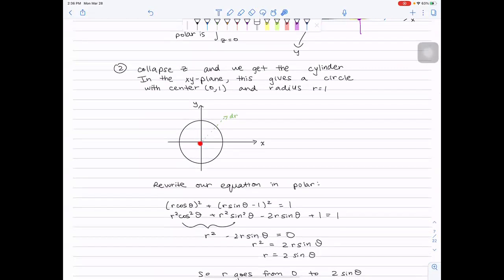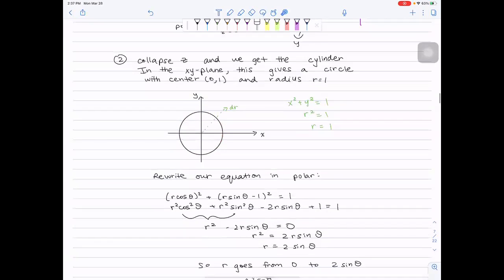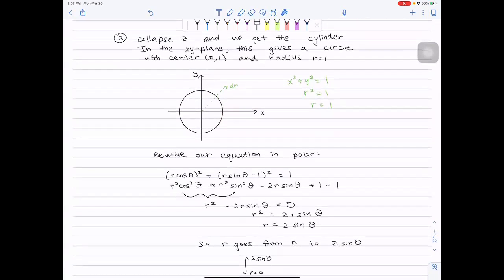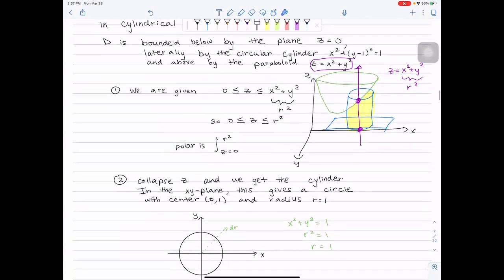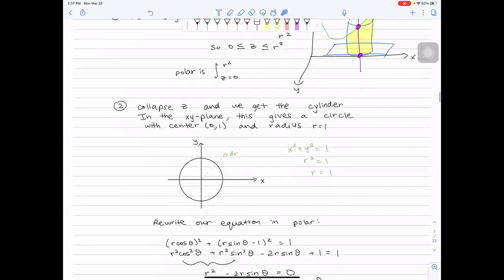R enters at 0 and it exits at 1. This is our circle. Our circle is x squared plus y squared equals 1, or r squared equals 1, or r equals 1. Then out of all the possible rays that we could draw, this is like a whole revolution. So theta is from 0 to 2 pi, or, wait, it's not 0 to 2 pi, it is 0 to pi.